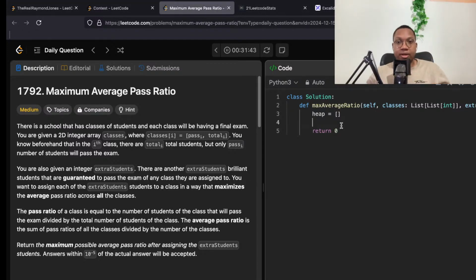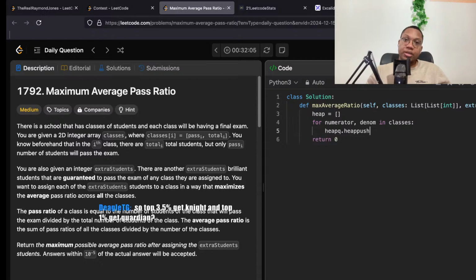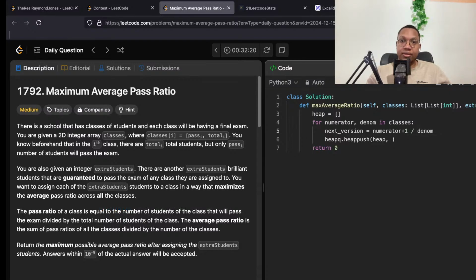All right, let me code this thing out. So essentially what we want to do is go through all the classes, so for numerator, denominator in classes, we want to put into the heap. Heapq.heappush, we do want to put a customized version of it, so a next version, which is (numerator plus 1) divided by (denominator plus 1). These need to be in parentheses or else things will go weird, I think.